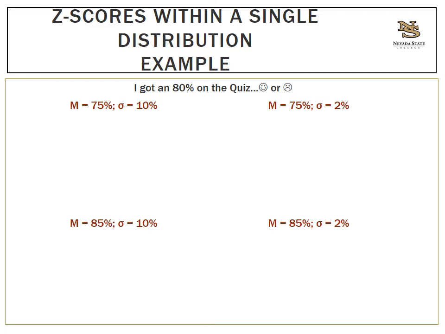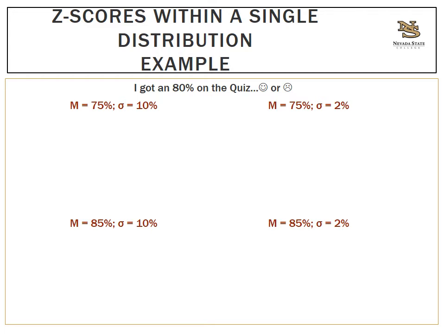So I'm going to do a demonstration that shows you how that information could be used. For instance, if you got an 80% on a quiz, you'd feel pretty good about it if you found out that the mean was a 75, right? Because you're above the mean. Then if you found out that the standard deviation was 10, let's look at that. Let's see how you would feel.